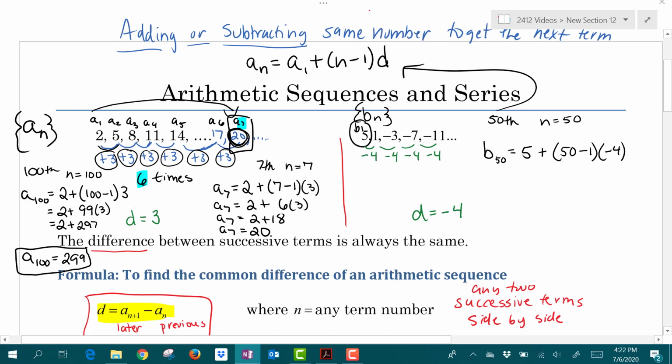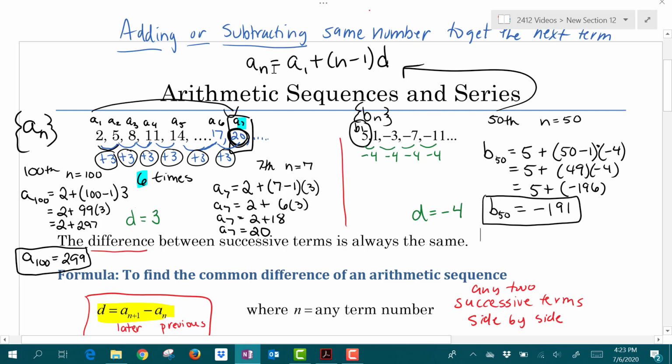Careful with your negative. Make sure that negative goes in the parentheses and it's getting multiplied times what's in front of it. So that would be 5 plus 49 times negative 4. And that's 5 plus a negative 196. And then basically 5 minus 196. And that gives negative 191. So the 50th term of sequence B would have a value of negative 191. So make sure that you're familiar with the formula for finding any term of an arithmetic sequence.